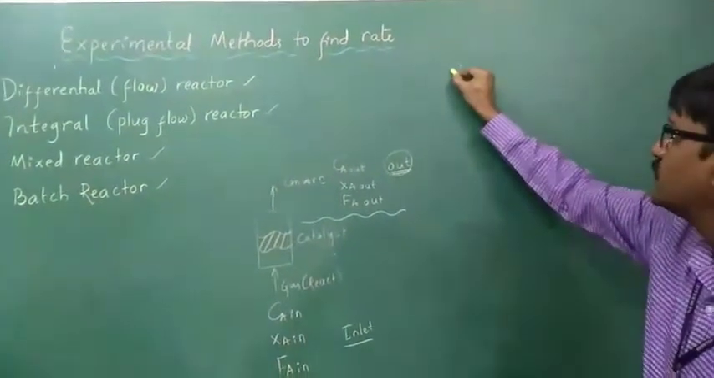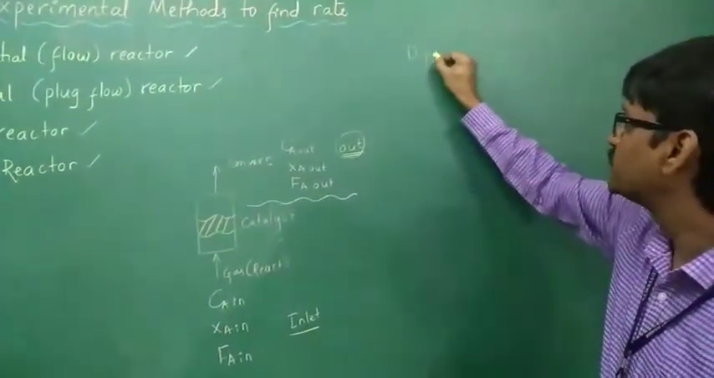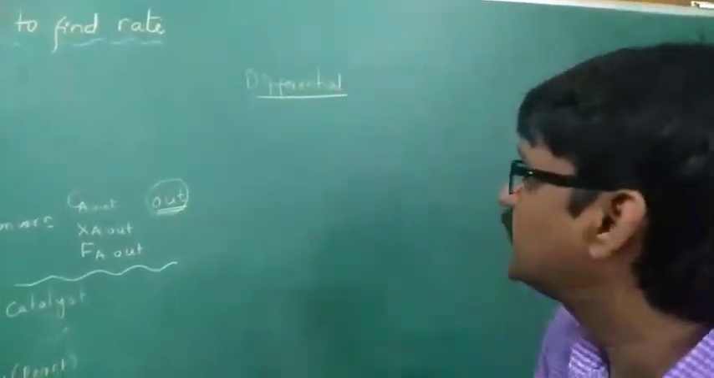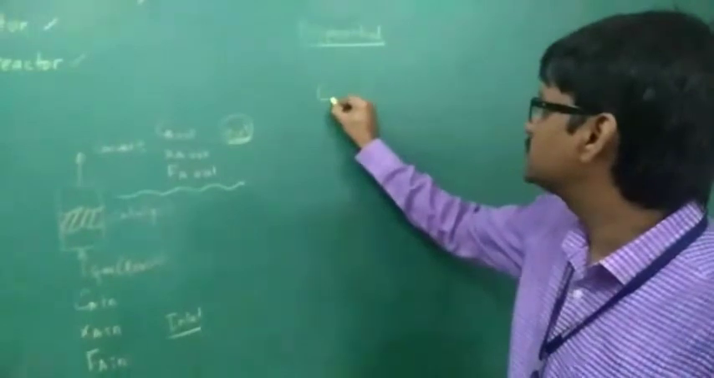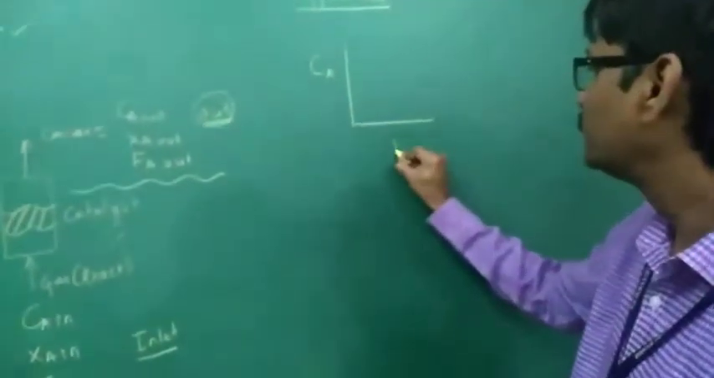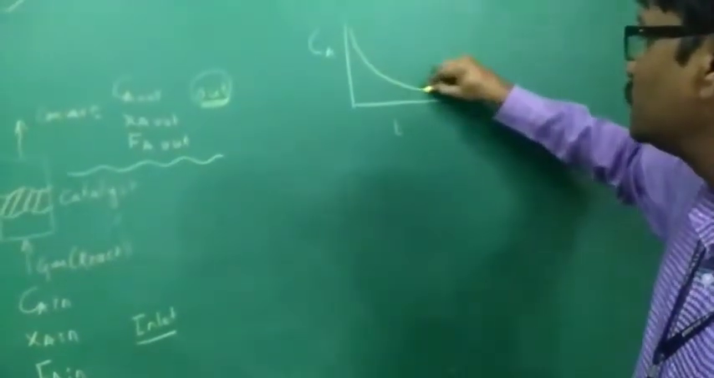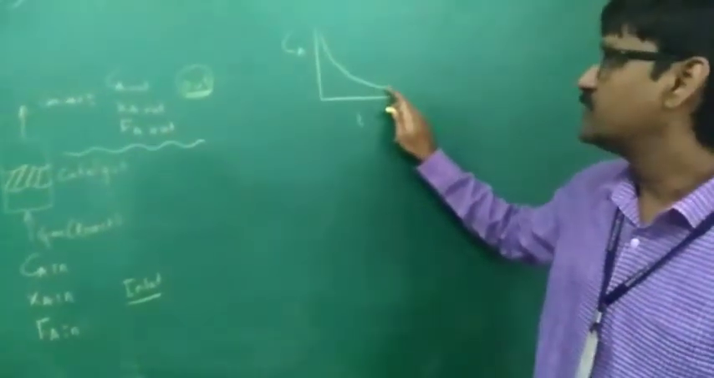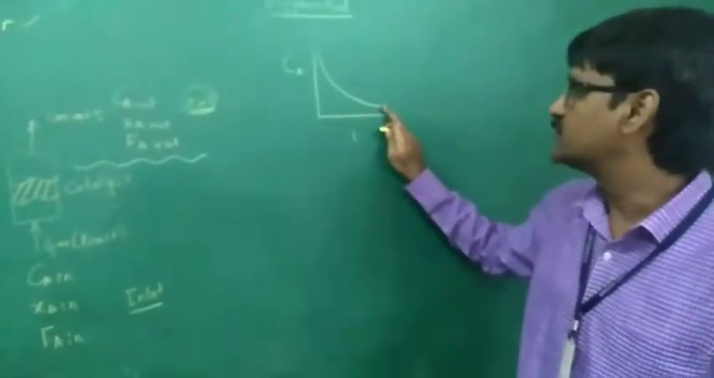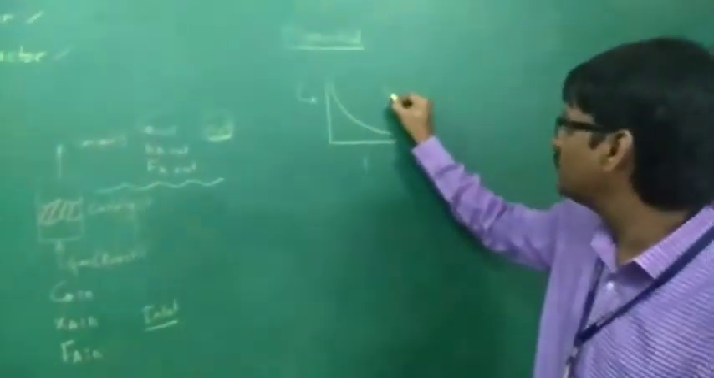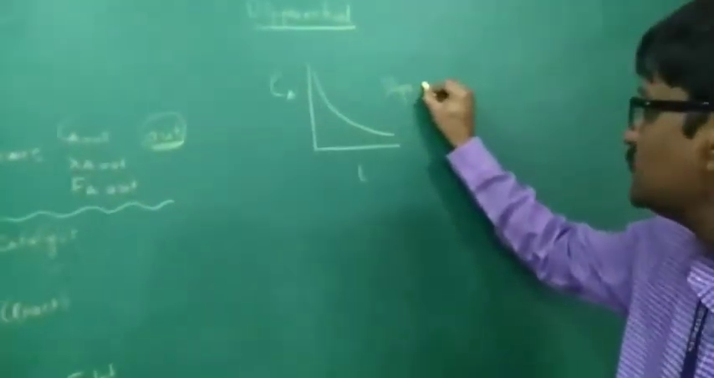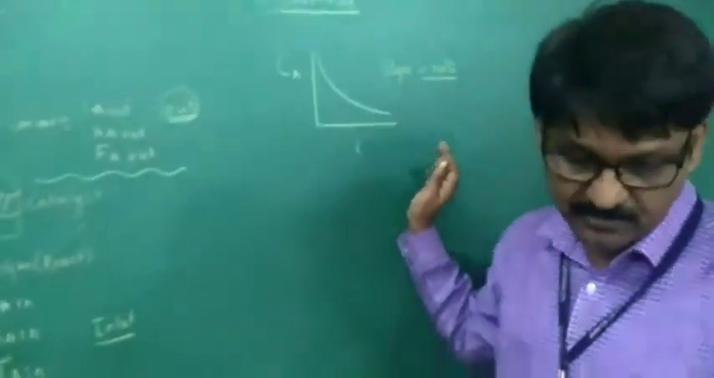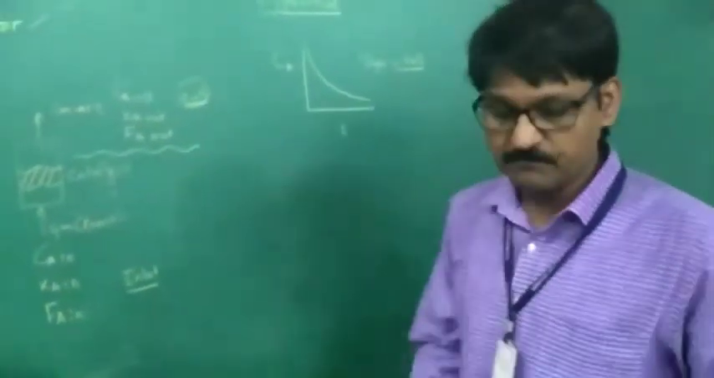In the differential method of analyzing any kinetic data, we know that concentration versus time should be calculated first, which will be exponential. Draw a point through this curve, and the slope will give the rate of reaction. The slope of this will be the rate of reaction. So this is the differential method of finding the rate.